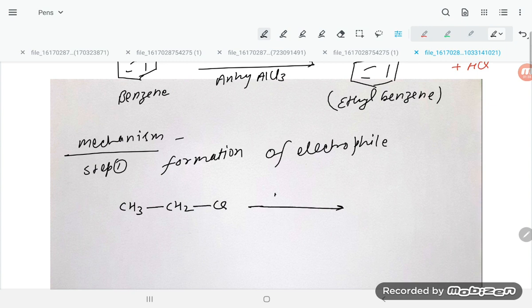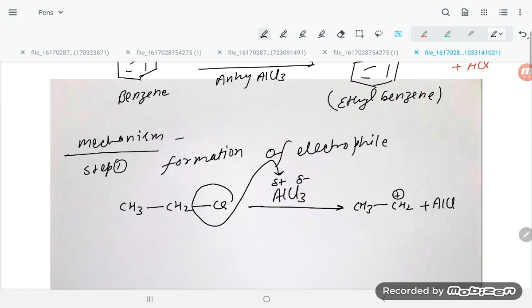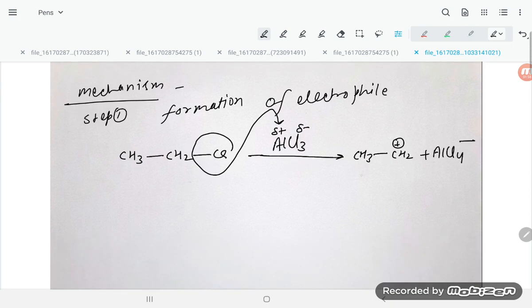And you are treating it with AlCl3. In AlCl3, this is the negative and this one is positive. So the chloride is going onto the aluminum to complete the octet. So what is forming? Here is CH3, CH2 positive, and here is AlCl4 negative. The positively charged carbon is the electrophile. This is acting as an electrophile.